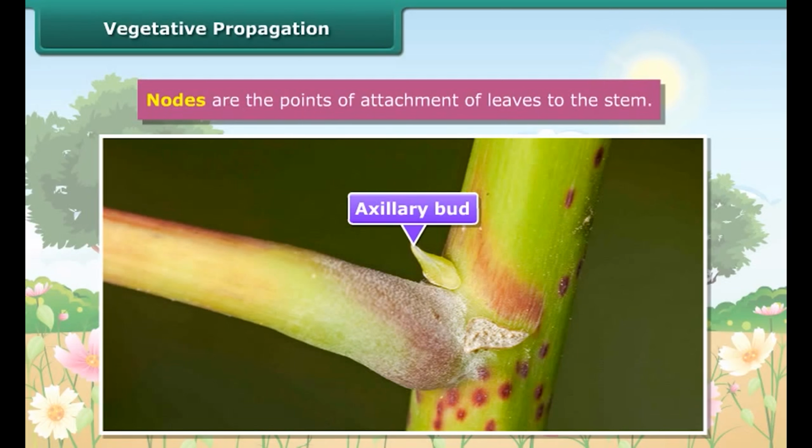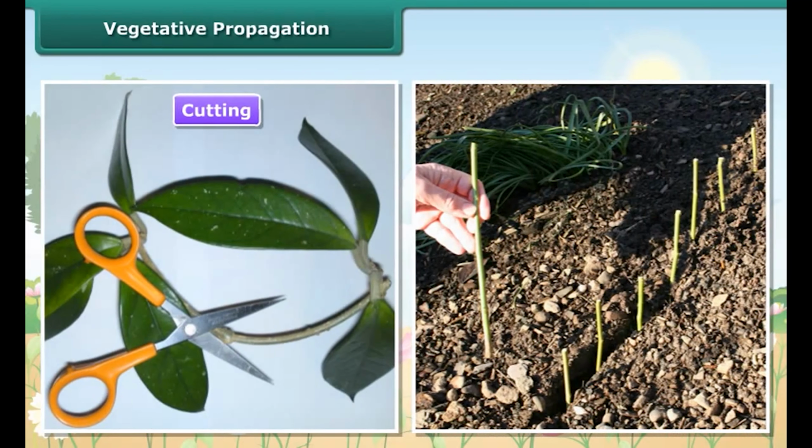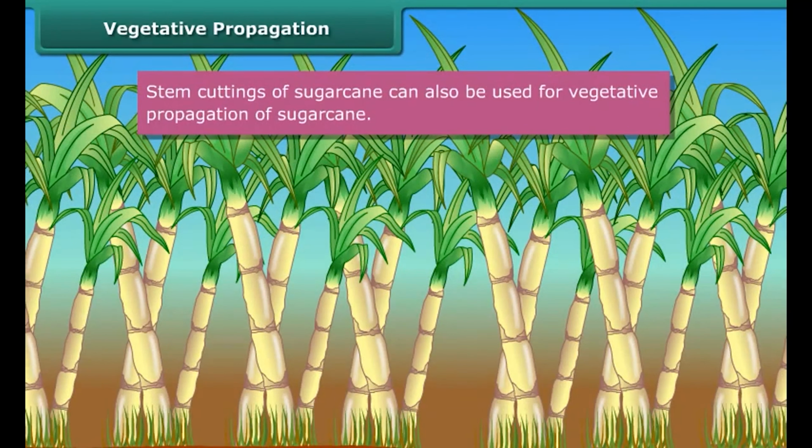In some plants like rose, small portions of the stem containing small nodes are cut from the plant. These cut portions are called cuttings. These cuttings, if planted and watered, can produce new rose plants. Similarly, stem cuttings of sugarcane can also be used for vegetative propagation of sugarcane.